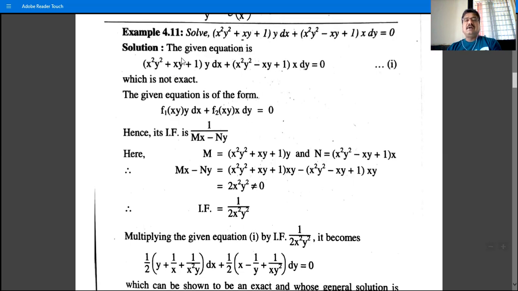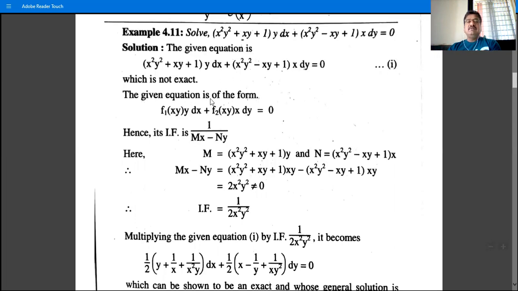If we check whether ∂M/∂y is equal to ∂N/∂x, what is M? M is this multiplied by y, so xy³ + xy² + y, and this N is x³y² − x²y + x. And if you find ∂M/∂y and ∂N/∂x, then these two are not equal. So we check first that ∂M/∂y is not equal to ∂N/∂x. Means the given differential equation is not exact, and we have to reduce this equation to an exact differential equation.